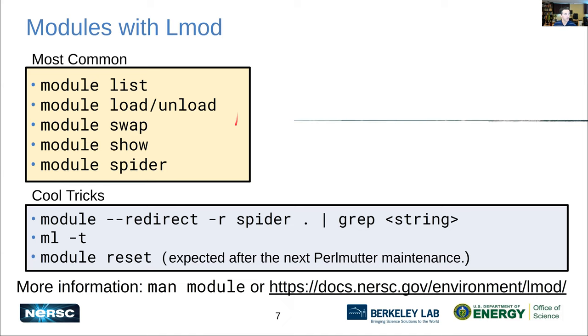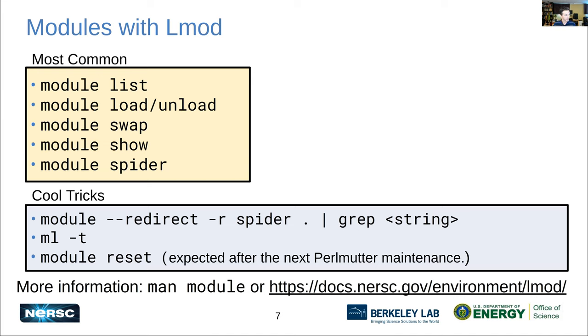That covers most of what you'll end up doing. When you want to start seeing more details about what's going on, module show will show you how each module is changing your user environment, which can be really helpful for understanding what's going on when you load and unload modules. And module spider is the new way to find the module or software package you're looking for on Perlmutter. I'll give you a specific example about that in the next slide.